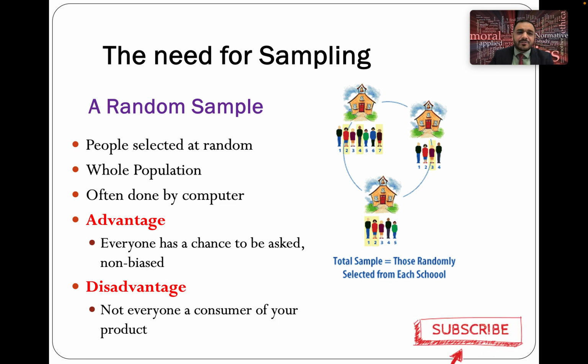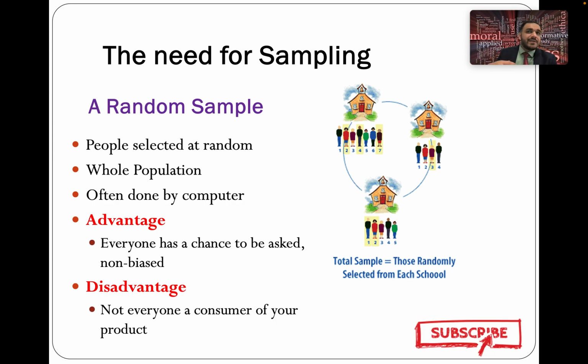People are selected at random out of the whole population, often done by computer. So it is mostly done by the computer, and it is out of the whole population. Advantages are everyone has a chance to be asked, and it is non-biased. Disadvantages are that not everyone is a consumer of your product. For example, I am asking questions of an adult, but I sell toys. He is not the one who is using my product.